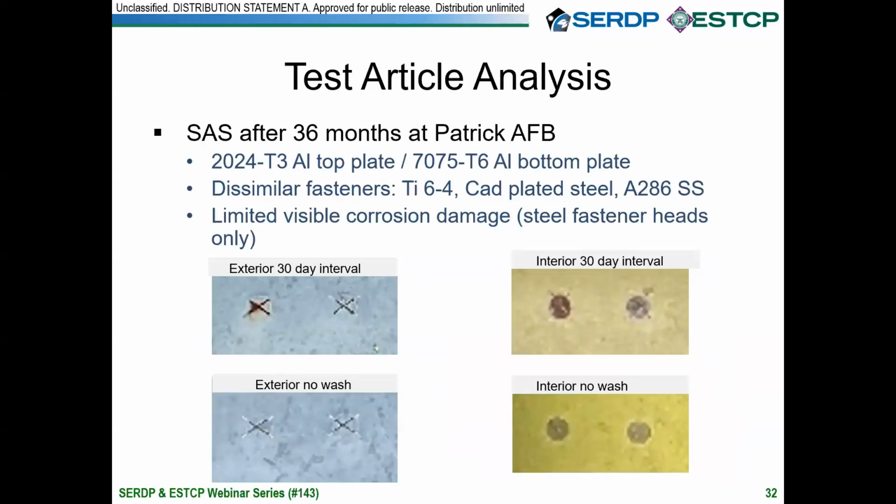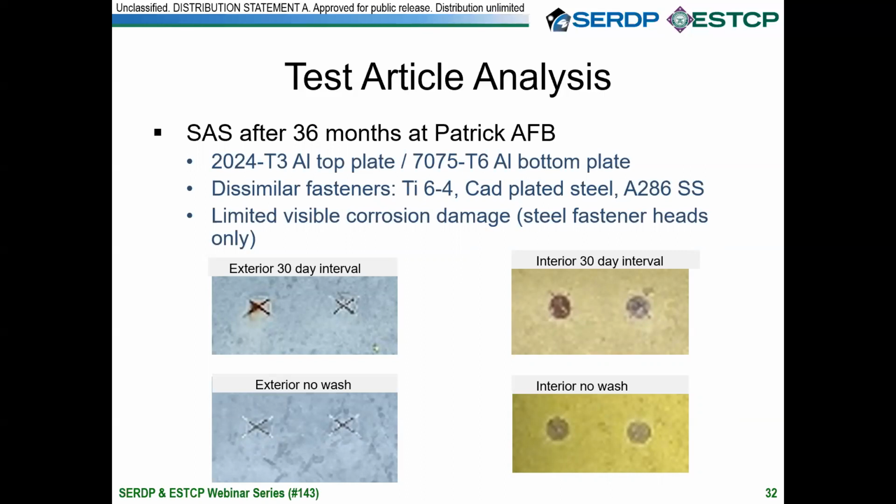Cast boxes, same kind of thing. 3 years at Patrick this time. And you can see a little bit of difference. Again, highly compressed pictures, hard to tell, but it looks like actually washing, based on the pictures, washing at the 30-day interval for the exterior might be worse than not washing. But I think we're showing some data where we're actually showing that the opposite might be true.